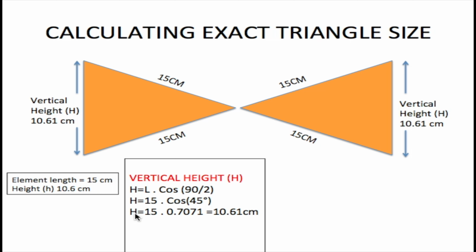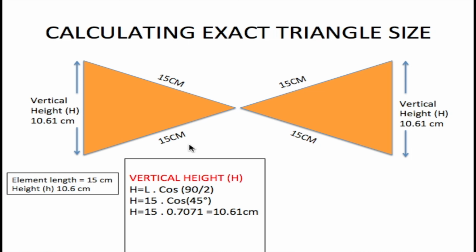So the next line would be H is equal to 15 times 0.7071. Now the cosine of 45 degrees is 0.7071. You just type 45 into the scientific calculator, hit the cosine button, and you would get 0.7071. So now if we multiply 15 by 0.7071, the answer would be 10.61 centimeters. So the height here is 10.61 centimeters for both sides.